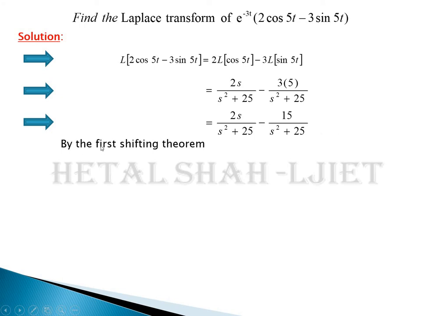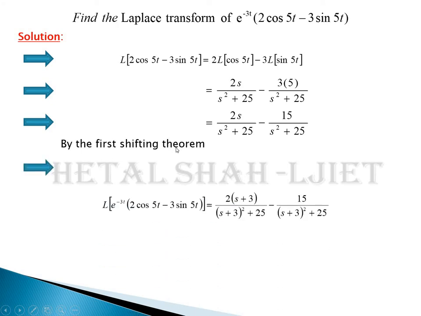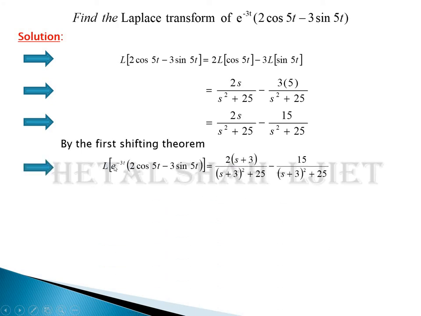This we can again simplify, that is 2s minus 15 upon s square plus 25. But before that, by the first shifting theorem, this is only the answer of Laplace of function of t. But what about the e raised to minus 3t? For that you have to apply the first shifting theorem. So for Laplace of e raised to minus 3t into function of t, you apply the first shifting theorem, and here this a is negative, so the answer becomes positive.